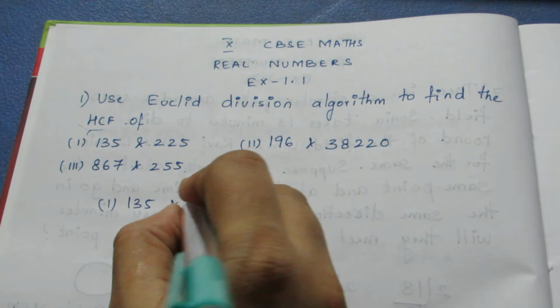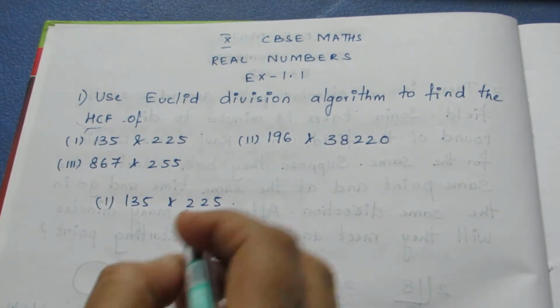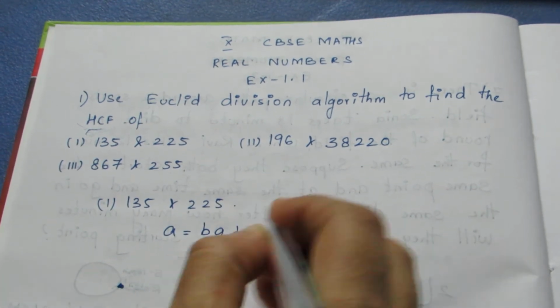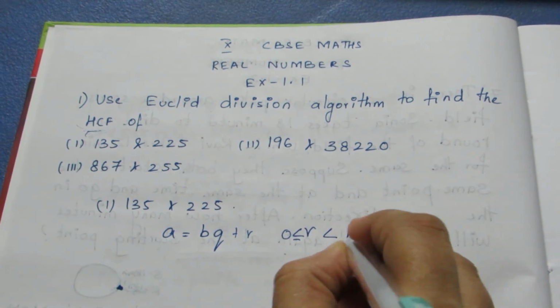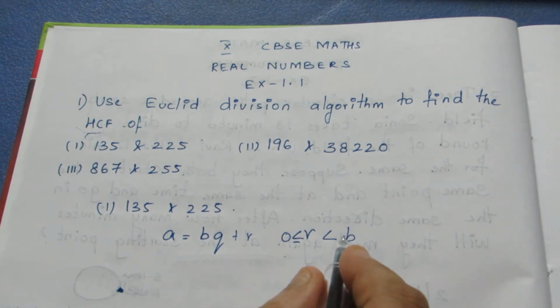It is 135 and 225. The numbers are 135 and 225. We are going to put in this formula, A is equal to BQ plus R, where R is greater than or equal to 0, less than B. This is called the Euclid division algorithm formula.